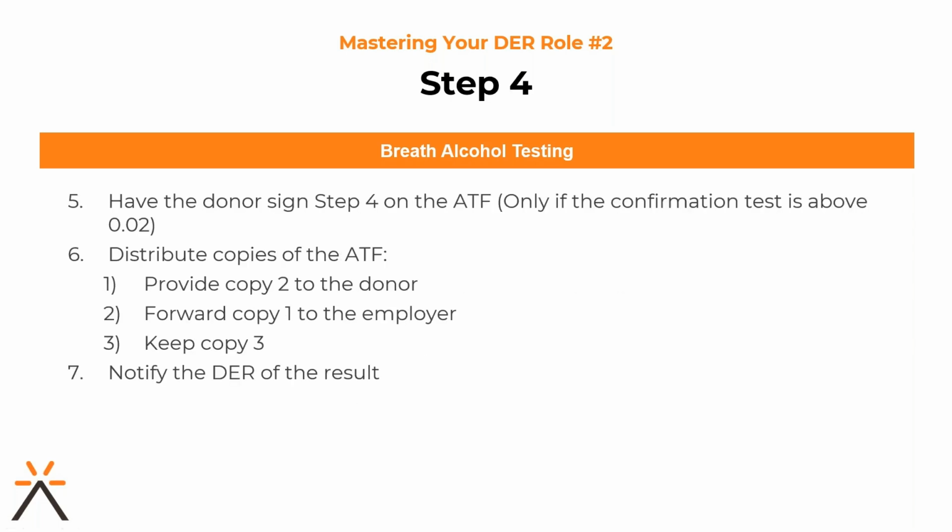If the test is above a 0.02, we're going to move to step 4. But if it's not, so let's say that it dropped down to 0.019, then the test is over, right? It's a negative test. We're going to send out the forms to the donor. We're going to give them to the employer in copy 3, and then we let the DER know of the result. But if it's above a 0.02, the donor signs step 4 and dates step 4. Okay. Then we're going to also let the DER know of that result.